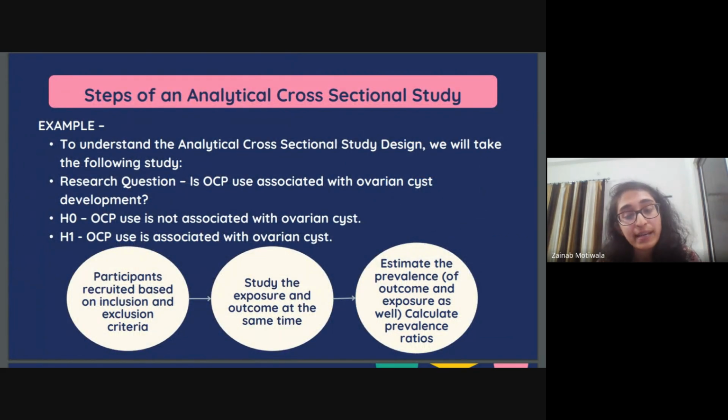Now talking about the steps of analytical cross-sectional study design. Before we actually get into the steps, let's talk about research question and just revise that concept again. In this particular case, we have the research question: is OCP associated with ovarian cyst development?